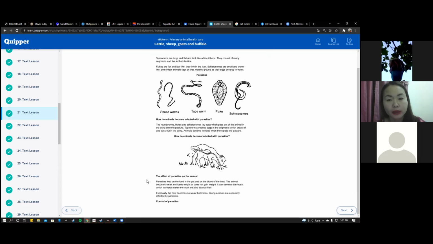So the effects of parasites on the animals. Parasites feed on the food in the gut or on the blood of the host. The animals become weak and lose weight or do not gain weight. They can develop diarrhea, which in sheep makes the wool wet and attracts flies. Eventually, the host becomes so weak that it dies. Young animals are especially affected by the parasites.